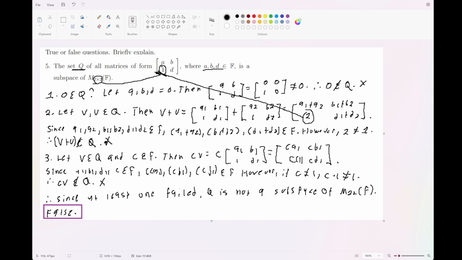Similarly, multiplying will fail because, even though all the other entries will be right, since multiplying A1, B1, D1 by C, where they're all elements of F, will also be in the field. Multiplying 1 by anything that isn't 1 will fail because we need to have 1 up here. As I said here, if C does not equal 1, C times 1 does not equal 1, and so it will not be an element of Q. So since at least one of them failed, Q is not a subspace of M22(F).